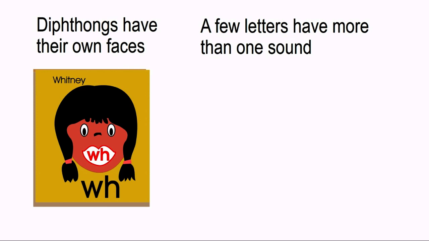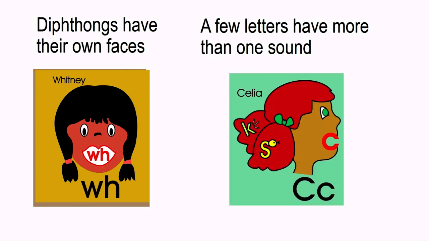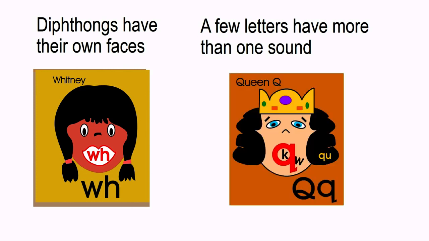And there are a few letters in the alphabet, consonant letters, that have more than one sound. C has an empty mouth because she doesn't have a sound of her own. She either has to borrow the k sound from Katie or she has to borrow the s sound from Esther. So she can produce either of those sounds, but they're borrowed sounds.